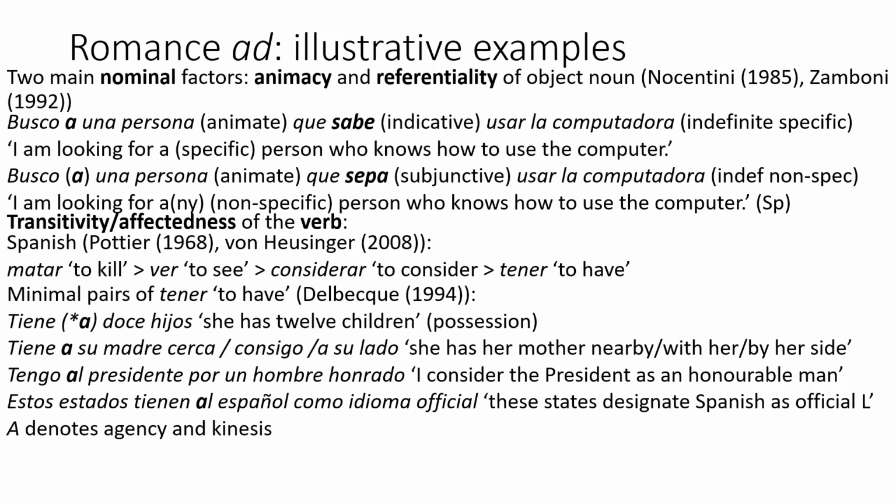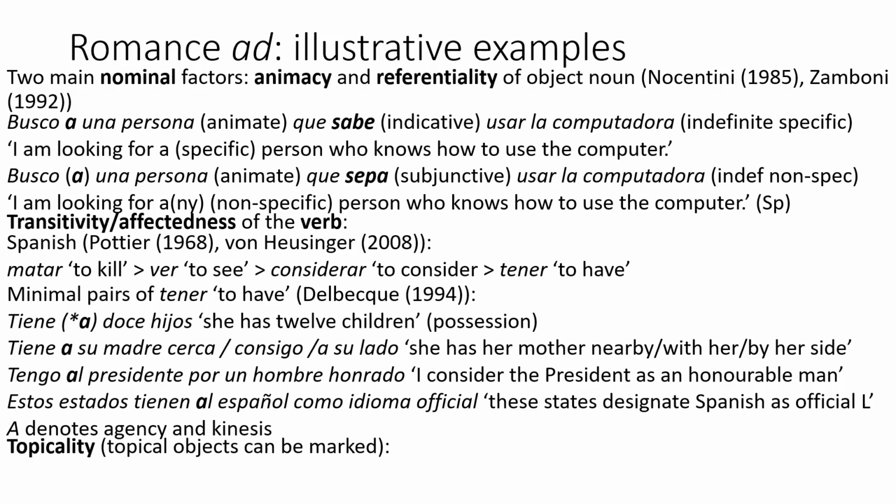Tener here, in the last three examples, does not denote possession, but it entails a secondary predication because it denotes that the subject is entailing change to the object. The object is being placed in a different state by the subject. So it's kinesis here, which seems to require the use of a.